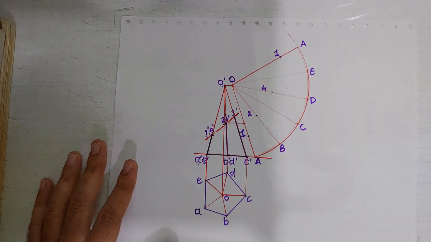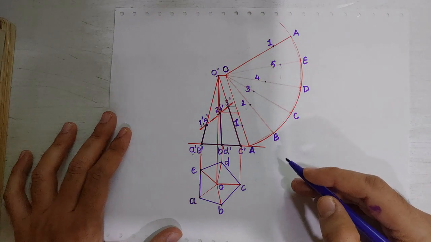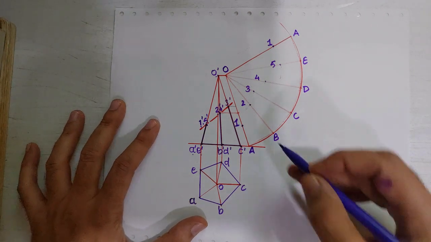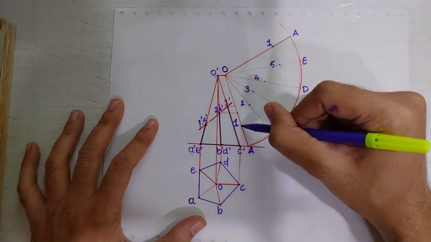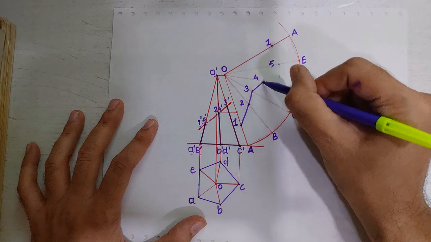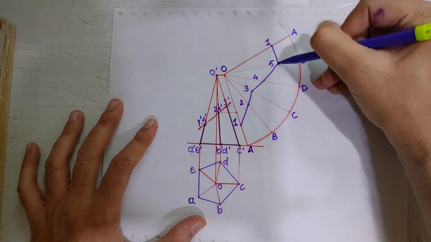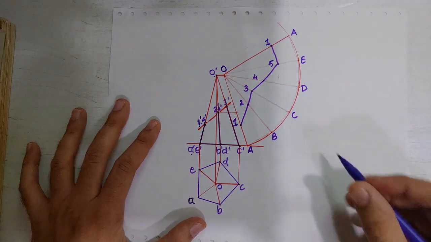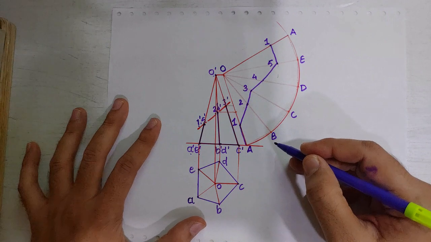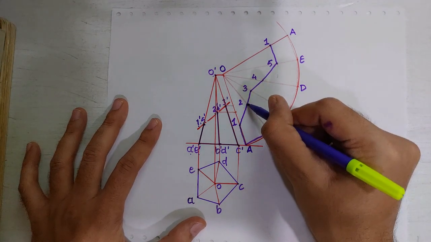So similarly we will transfer the remaining points. So once we obtain these points, we have to connect them with straight lines. So we'll connect this 1 to 2, 2 to 3, 3 to 4, 4 to 5 and 5 to 1 with straight lines, and we'll make the edges also with continuous thick line.